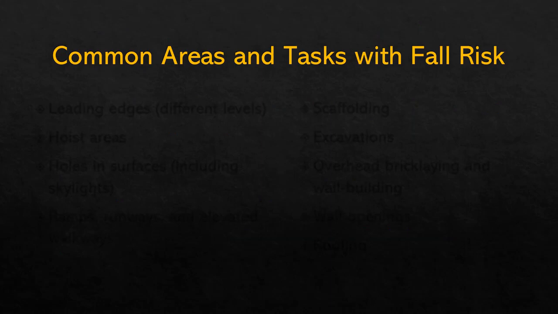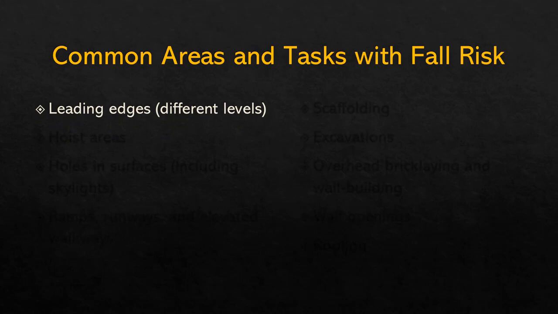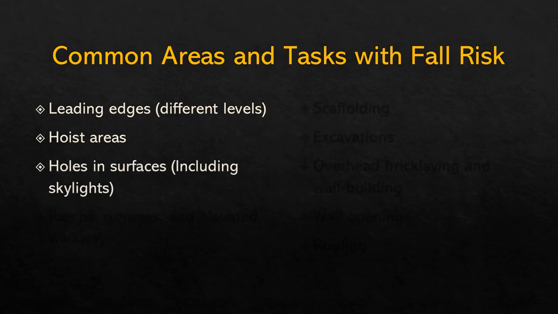Here are some examples of common areas and tasks where fall risks can exist. Not all of these exist at DRI on a given day, but there are things that could exist, and some of these do exist at DRI every single day. There can be leading edge falls where you have 2 different levels, and if you're on one, you could be exposed to the fall hazard to the lower one. Hoist areas. Holes in surfaces, including skylights. There are buildings here on the DRI campuses that have skylights and other holes in them, like hatch openings.